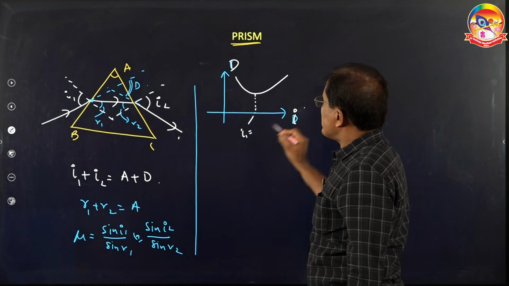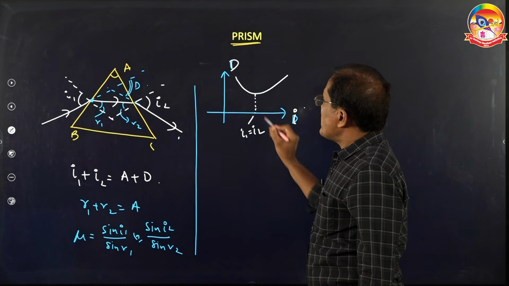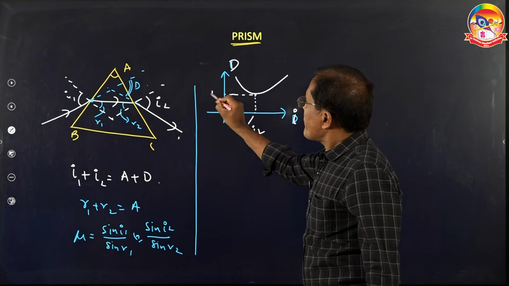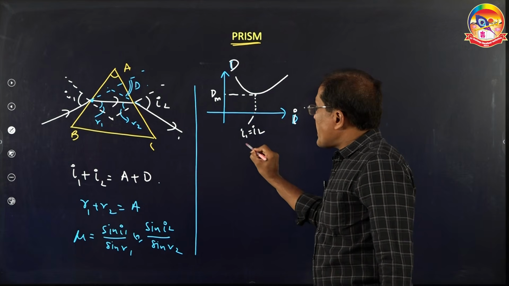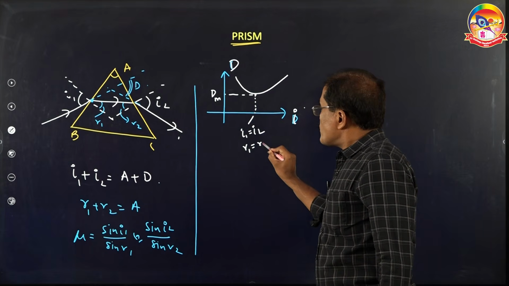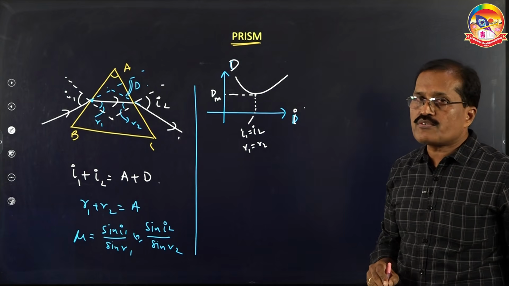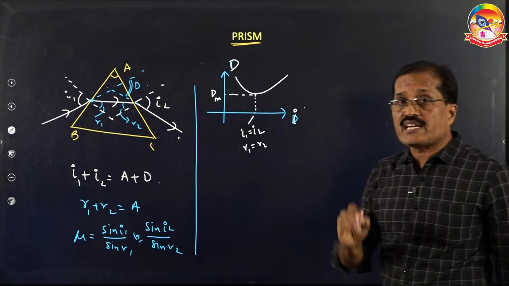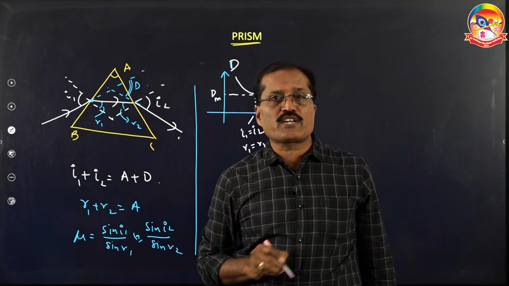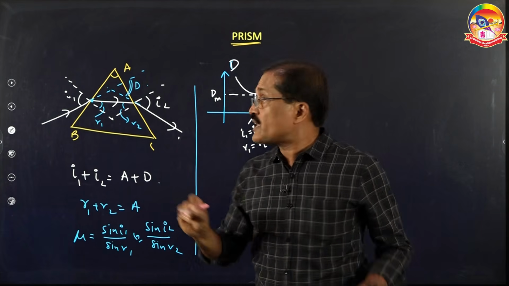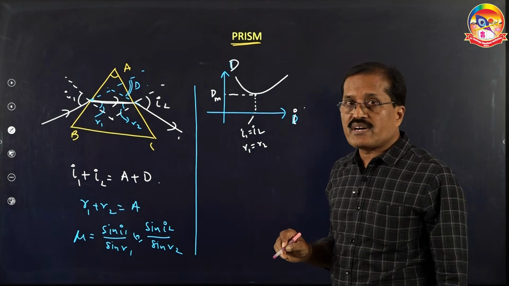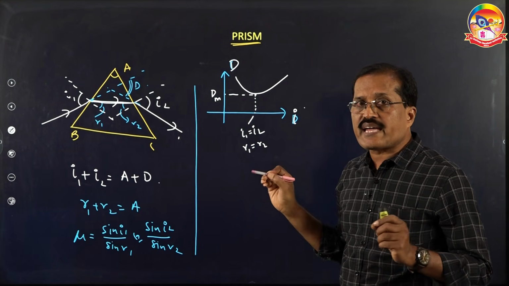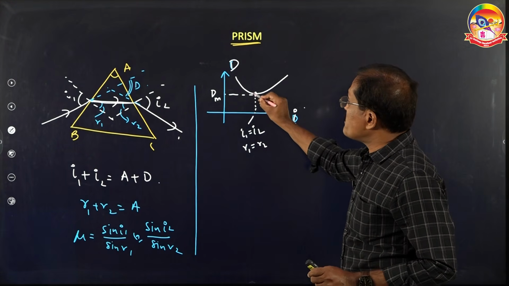Here I1 is equal to I2 and the deviation will be minimum. At minimum deviation, I1 is equal to I2, R1 is equal to R2. When I1 is equal to I2 and R1 is equal to R2, the refracted ray will be symmetrical with respect to the base, it will be parallel. This particular ray is parallel to the base of the prism. Whenever the refracted ray is parallel, then definitely the angle goes to the minimum, it is the minimum deviation here.